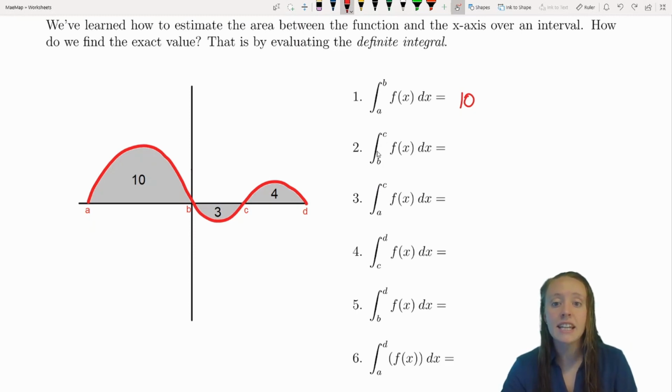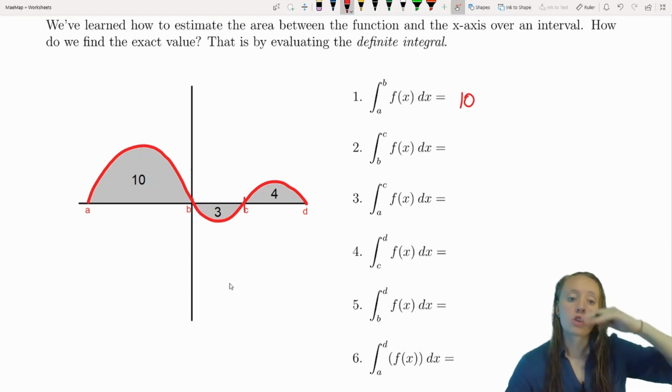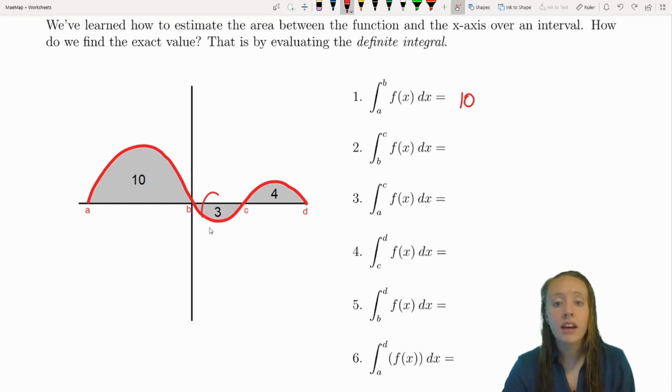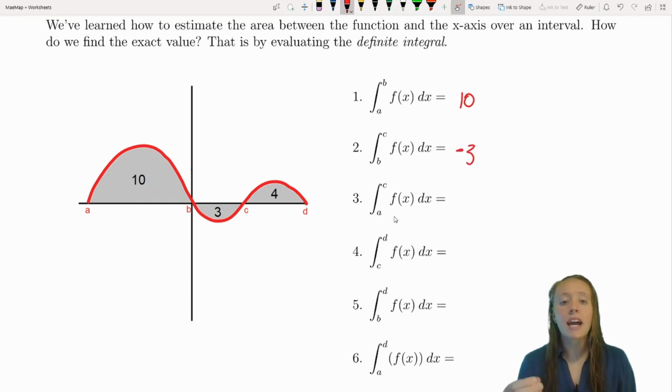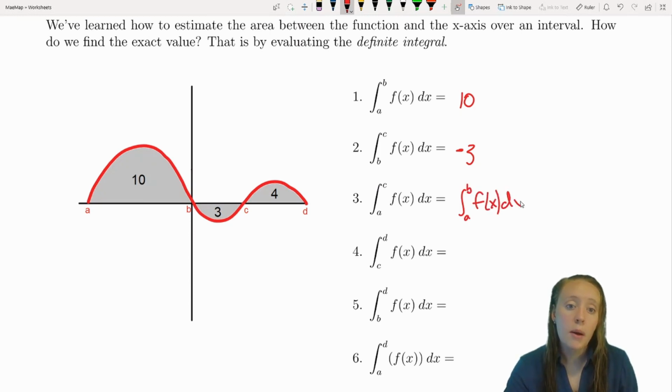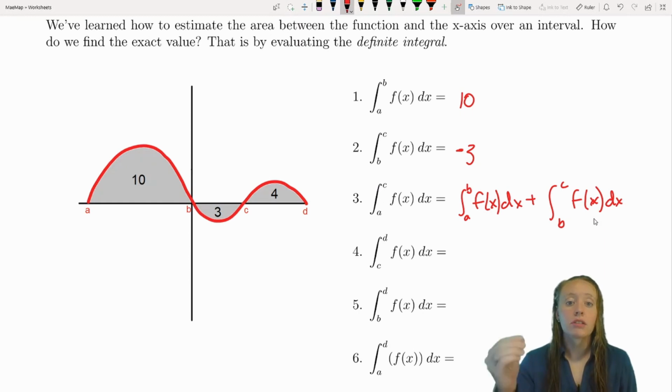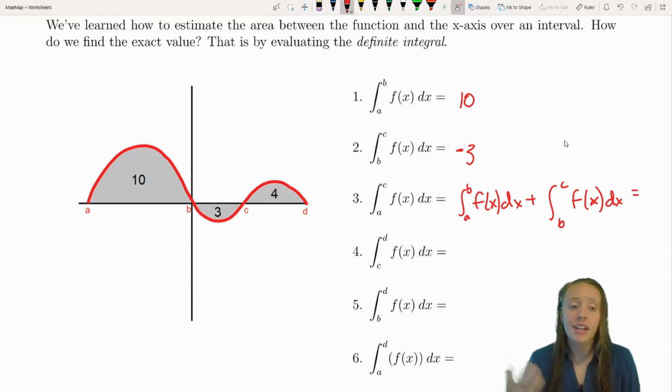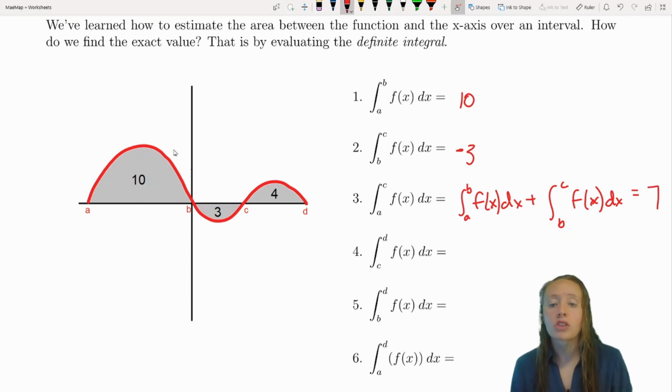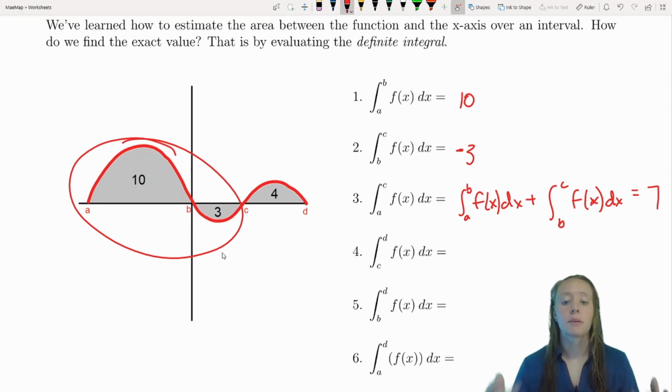Now if I'm going from B to C, this is where we go from the negative values of our function to our axis. So as opposed to having a positive 3, this 3, because the area is below the x-axis, is going to be a negative 3. Now think about going from A to C, integrating our function from the point A all the way to the point C. That is going to be our integral from A to B plus our integral from B to C. That's going to give us our integral from A to C, which is 10 plus a negative 3, 10 minus 3, is going to be a positive 7. So this total area, 10 minus 3, is going to be 7.